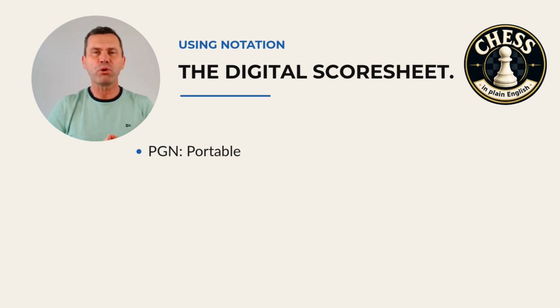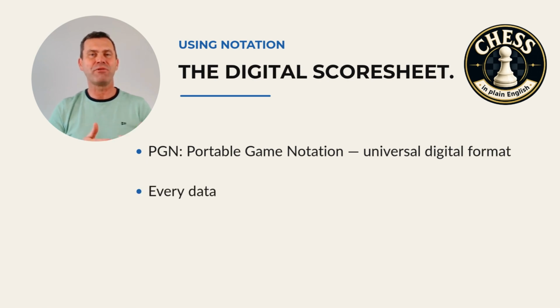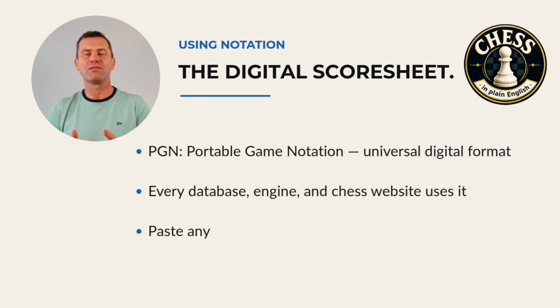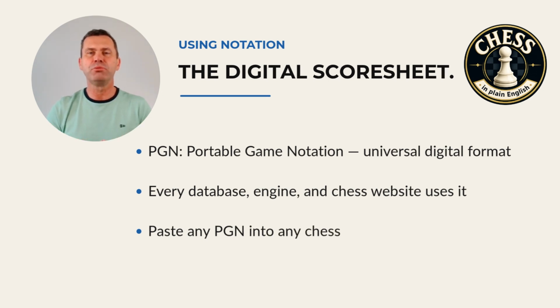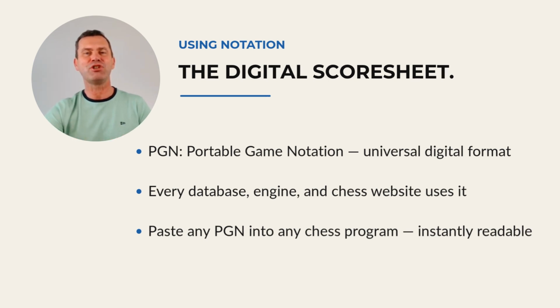PGN stands for Portable Game Notation. It is the universal digital format for storing chess games. Every database, every engine, every chess website uses it. You will also encounter annotation symbols in PGN files. Exclamation mark means a good move, question mark means a bad one. You do not need to write PGN manually. Any chess software generates it automatically.